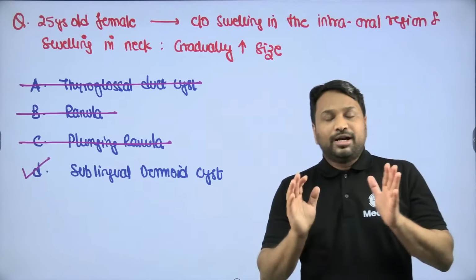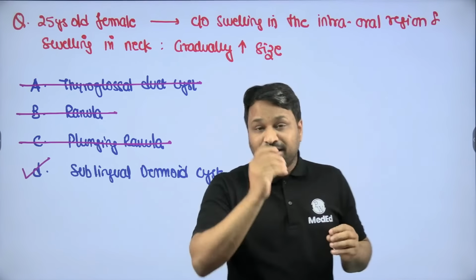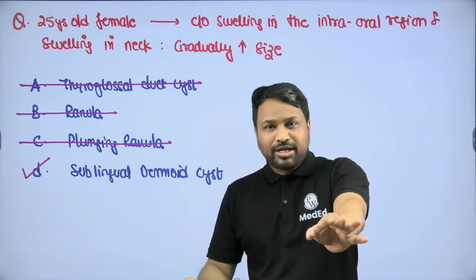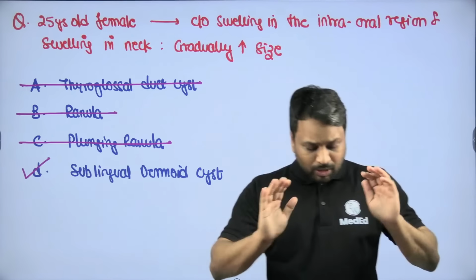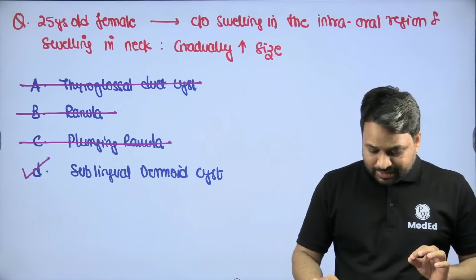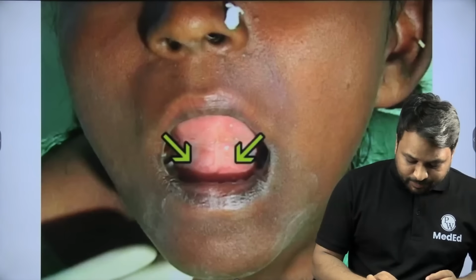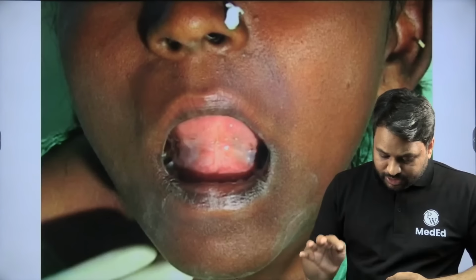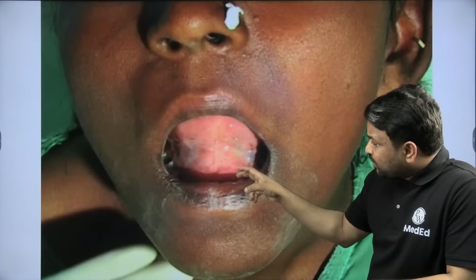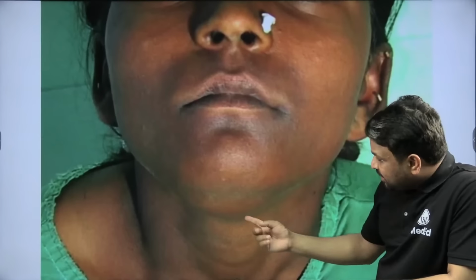For question number 2, I had a 25-year-old female with complaints of swelling which is intraoral as well as in the neck region, gradually increasing in size. This was actually a bouncer for today and I knew most of you would get this wrong, but I'm here to help you out, right? So I want you to look at this particular video and tell me the diagnosis. Now there's a patient with an intraoral swelling, symmetrical on both sides, under the tongue, and there is a swelling in the undersurface of the neck as well, right?